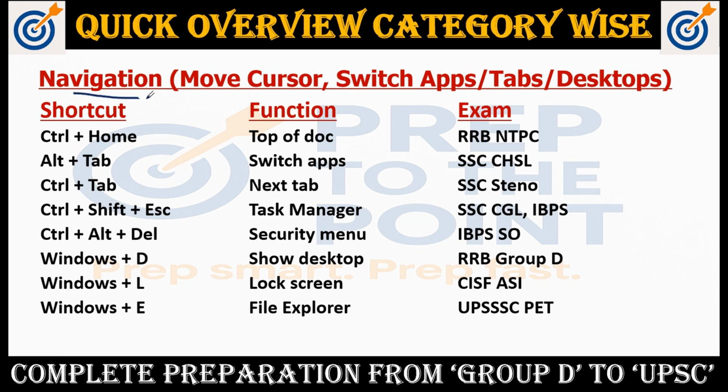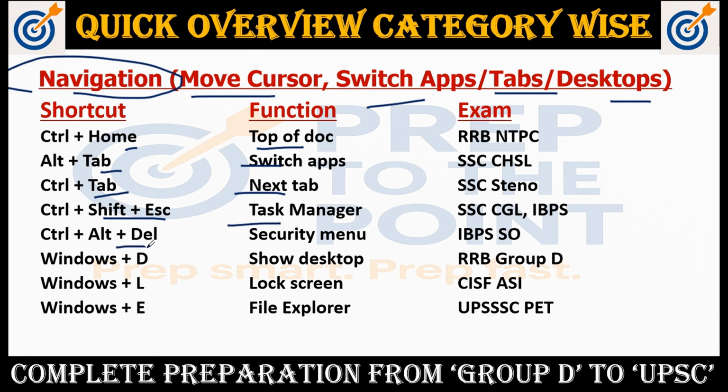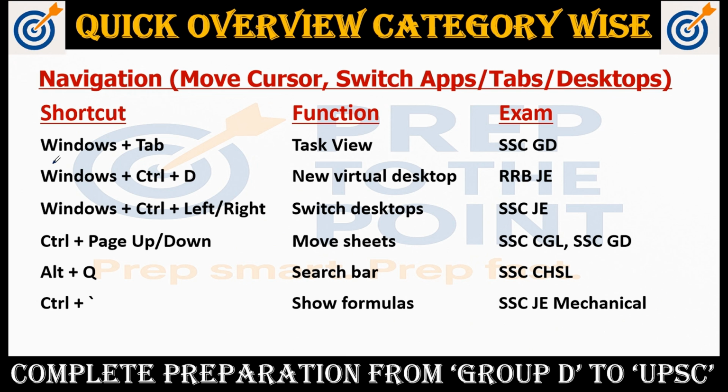Next category, navigation, to move the cursor, switch apps, tabs or desktops. Control plus Home, top of the document. Alt Tab, switch apps. Control Tab, next tab. Control Shift Escape, task manager. Control Alt Delete, security menu. Windows D, show desktop. Windows L, lock screen. Windows E, file explorer. In navigation, next is Windows Tab, task view.